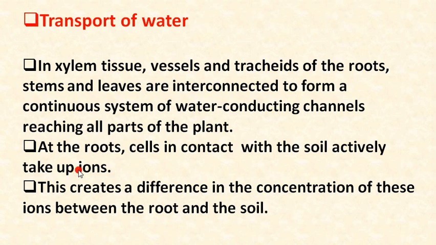So here, especially ions. Ions meaning sodium plus ion, potassium plus ion, calcium ions. Okay, so called ions. Now this creates a difference in the concentration of these ions between the root and soil. So taking up the ions and putting them down creates differences in the concentration, meaning the amount. So the amount will differ in the soil and in the plant system. So in the root, there is a difference.